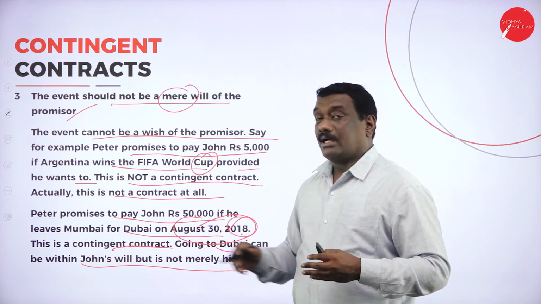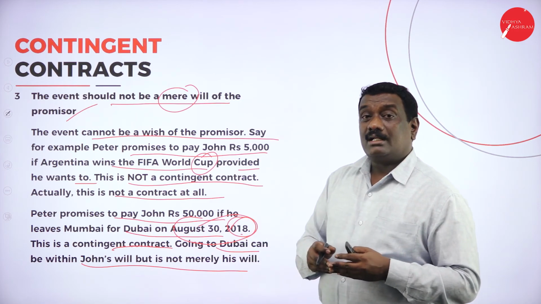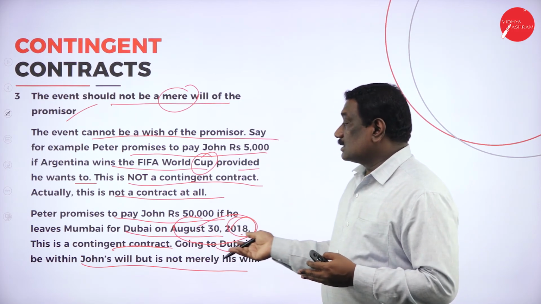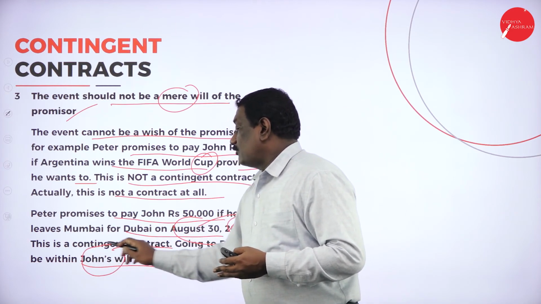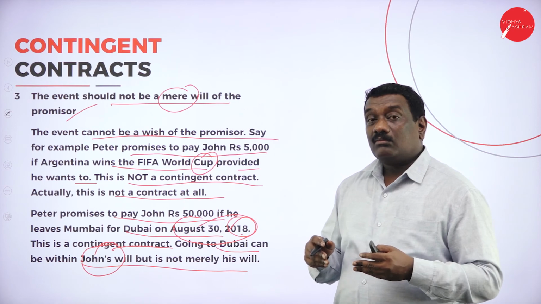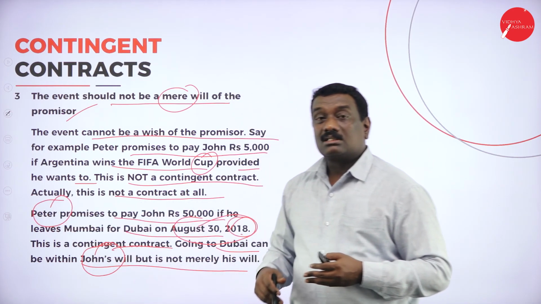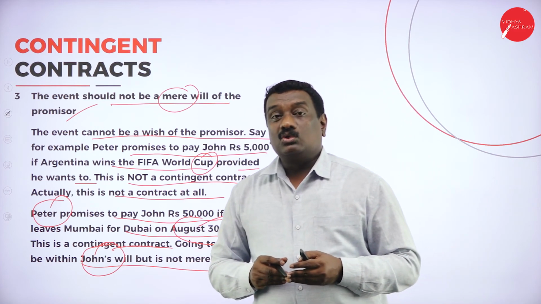Peter is promising to pay John rupees 50,000 if he leaves Mumbai on this particular date, that is August 30th, and reaches Dubai. Then it can be called a contingent contract because going to Dubai is the will and wish of the other person, John. So it is left to the option of that particular person, but it is not merely his will. Actually, the will is of Peter. Peter wants John to go to Dubai.